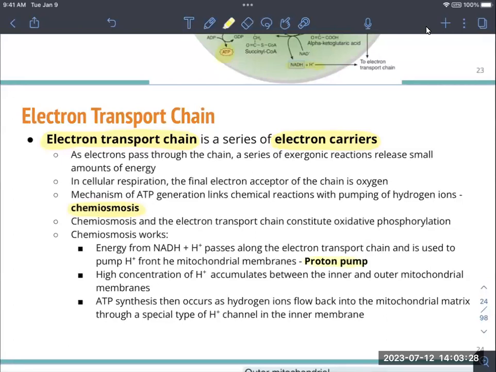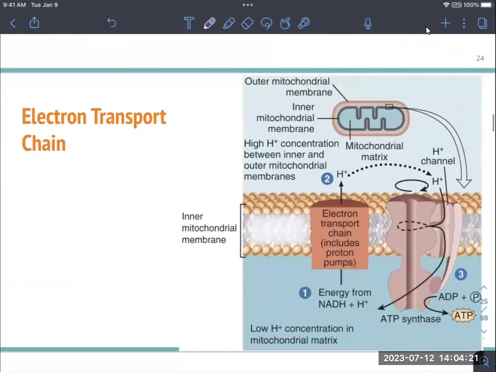We also have proton pumps that are part of this electron transport chain. So this is going to pass any of the energy from this NADH plus hydrogen, and they're going to pump these hydrogen molecules through these mitochondrial membranes. If there's a high concentration of all of these hydrogens that are coming from this glucose molecule that we have thrown through all of these different steps that have been broken down, this ATP synthesis occurs when these hydrogen ions kind of flow back into the mitochondrial matrix. So here's what is happening here.